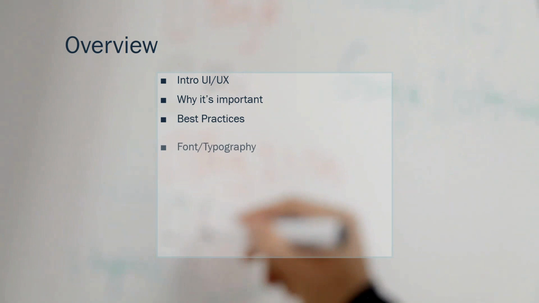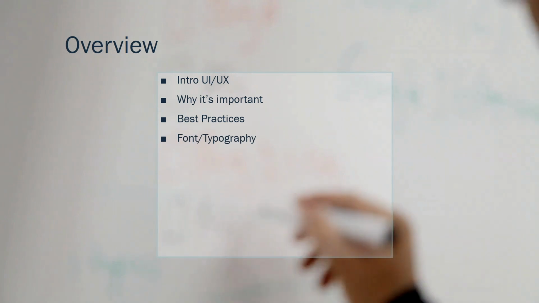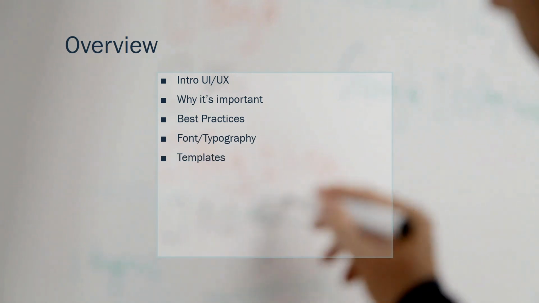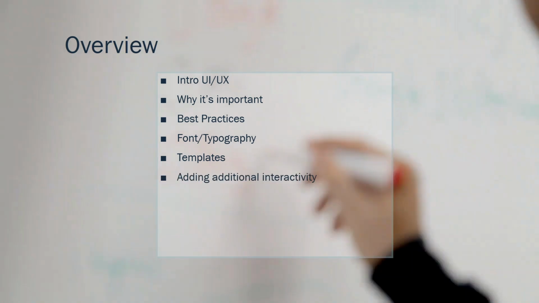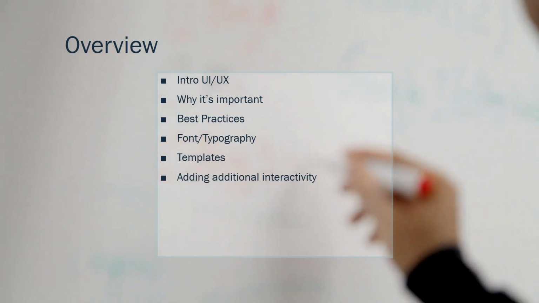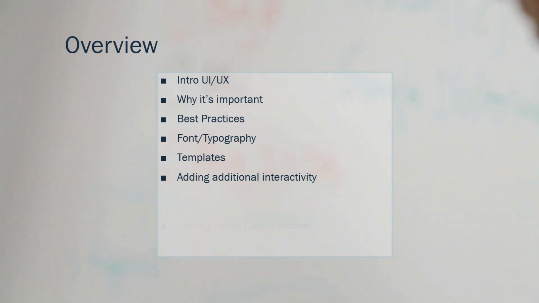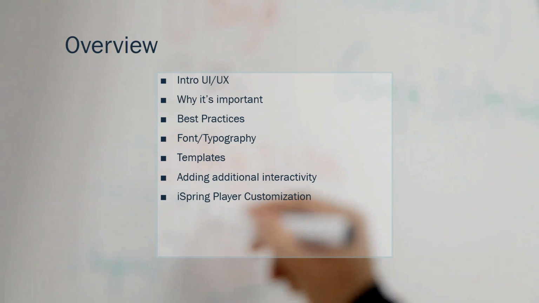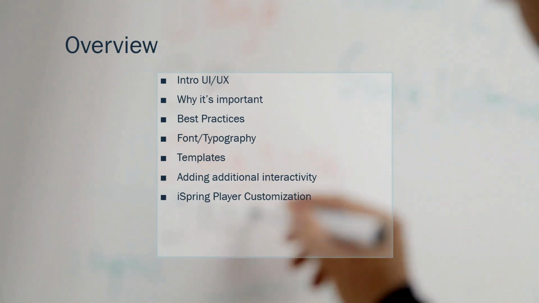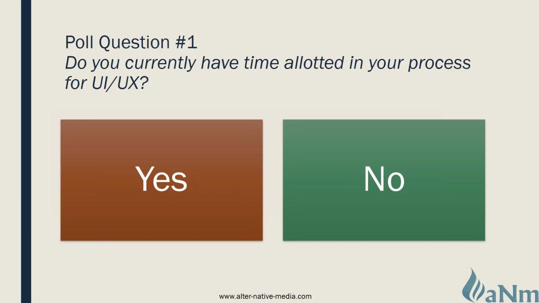So let's take a look at the obligatory objectives slide. Today we're going to talk about UI, UX, obviously, why it's important, and some best practices. Of course, within that, we'll talk about font and typography, hopefully, and using some templates or some built-in functionality within iSpring, and maybe adding some interactivity as we go along. As we finish up, there'll be a demo of how to make sure that we bring it all home to our learner and customize the iSpring player. So with that, let's get started.